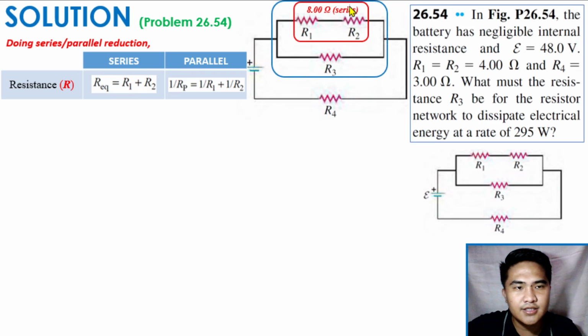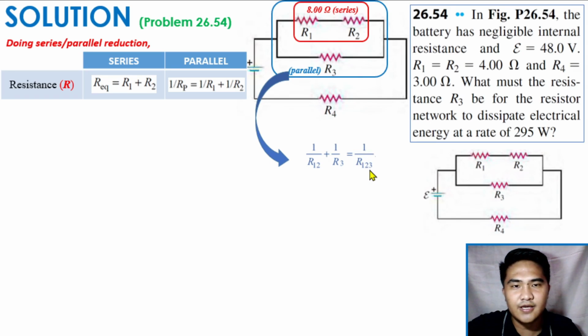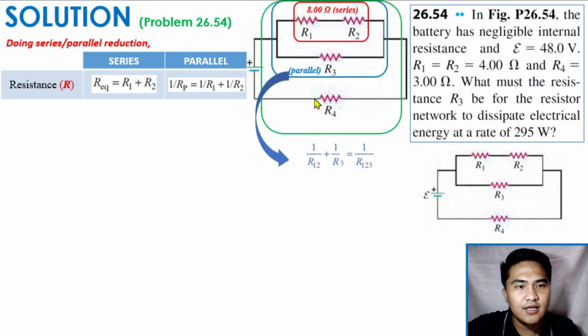Next, this one and resistor 3 are in parallel. Applying this formula, we will get 1 over R12 plus 1 over R3 is equal to 1 over R123. Then lastly, for this one and R4, they are in series. Applying this formula, we will get R1234 is equal to R123 plus R4.